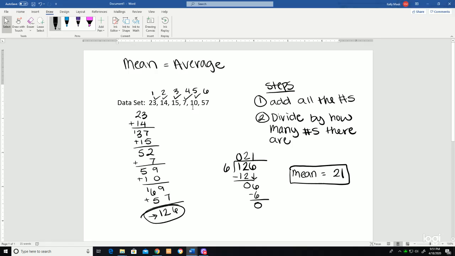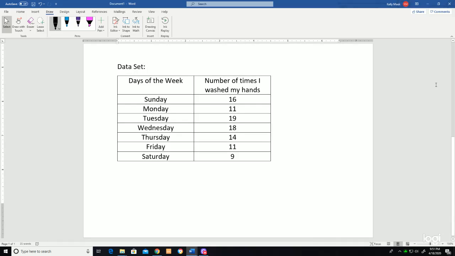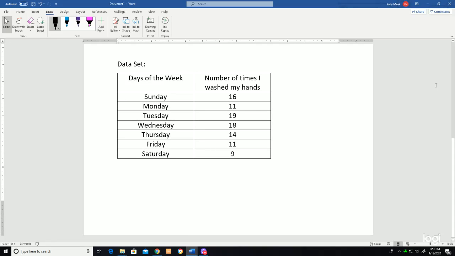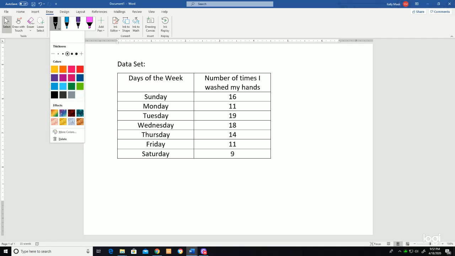All right, so let's try another example here. Let me scroll down. Sometimes they give you your data in a table, so let's take a look at that. Here's all of my data points right here. This is days of the week, and the number of times that I washed my hands. So it's a count of how many times that I washed my hands. And we want to find the mean, meaning what is the average amount of times that I washed my hands during the week. So our first step, remember, is to add all of these numbers together.